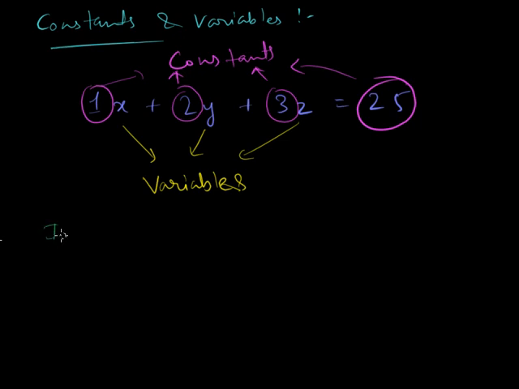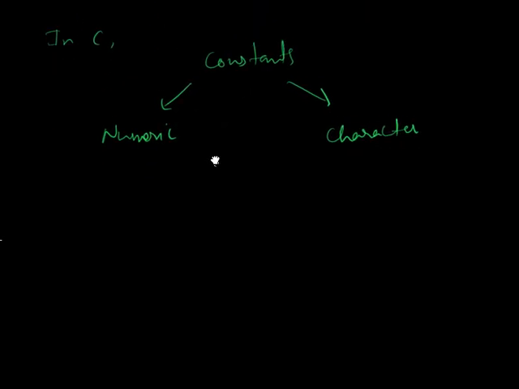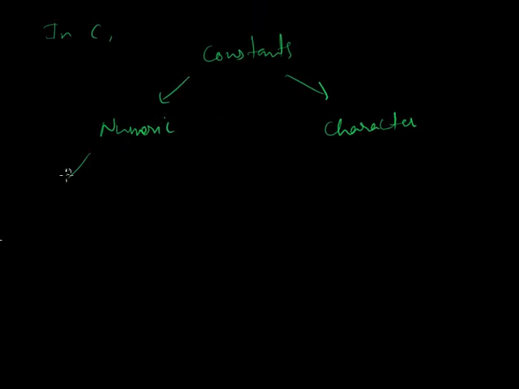So in C, constants are categorized into two types. Constants are numeric, or constants can be character constants. Numeric, like you can have real numbers or integers. Real numbers like 3.14, integers like 9.